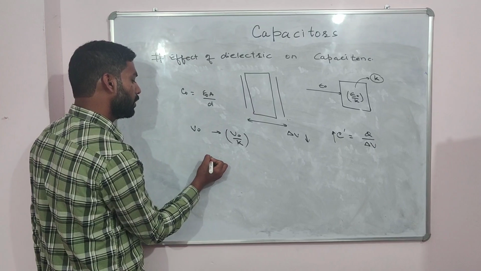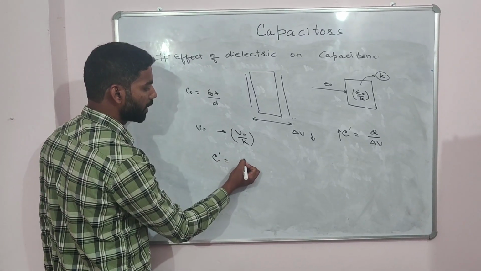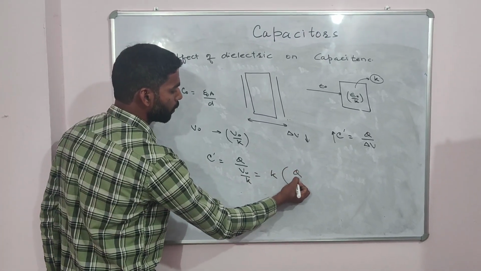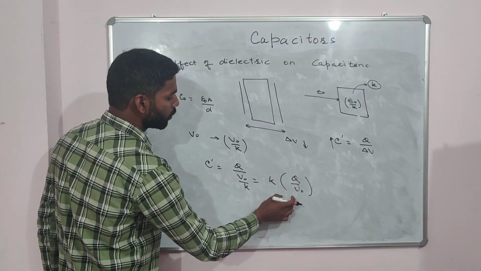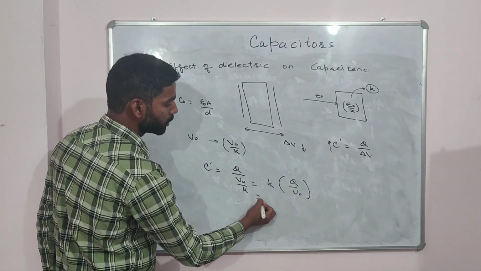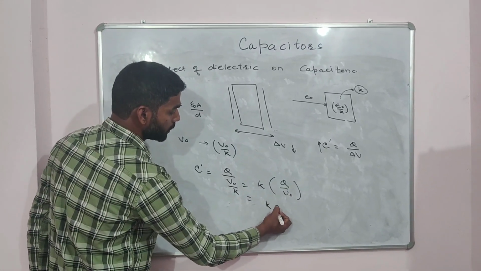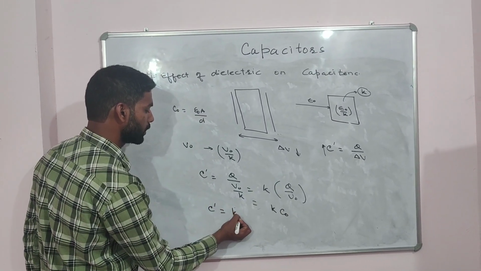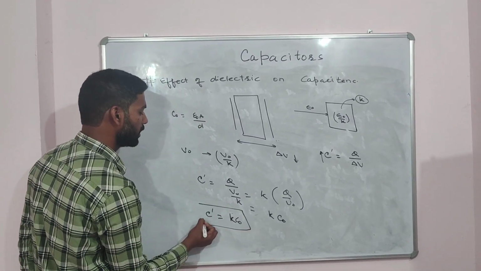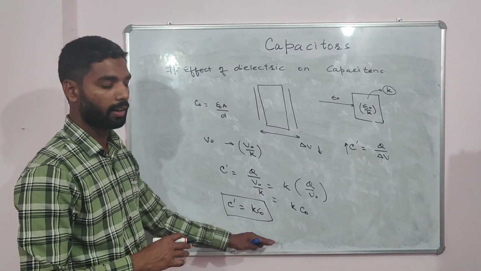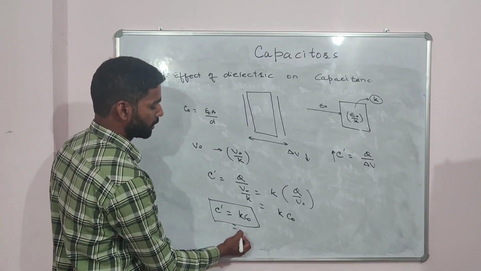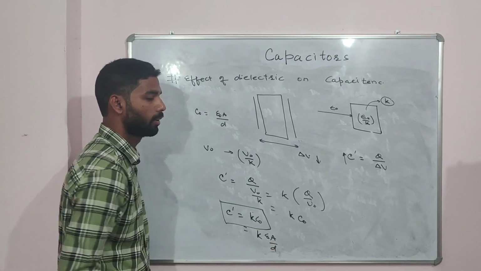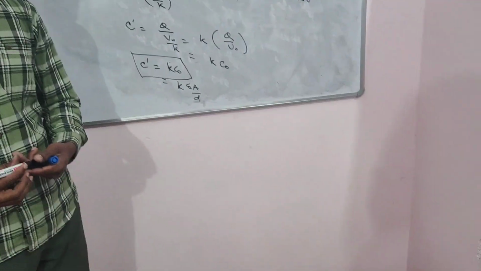So the new capacitance will be given as Q upon V naught by K, or K times Q upon V naught, and Q upon V naught was the initial capacitance. So this is K times C naught. So C dash, the new capacitance, is equal to K times the initial capacitance without the dielectric. Or we can say that K times epsilon naught A by D.